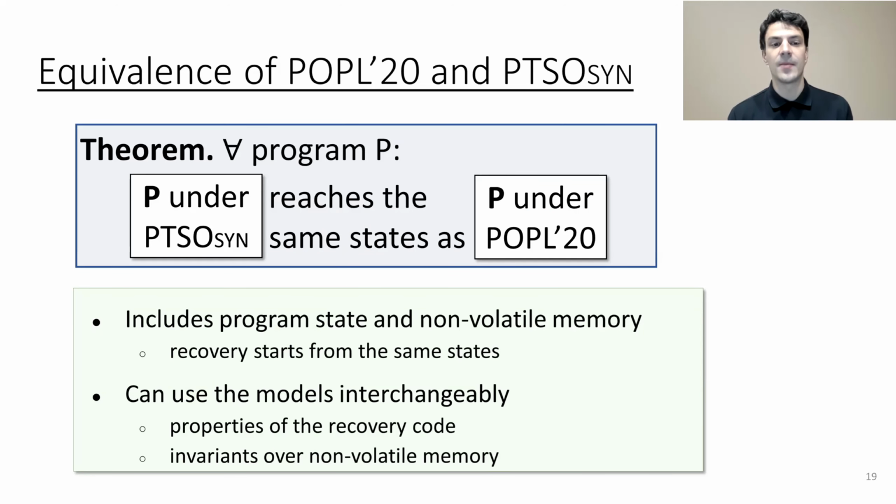For every program P, if you execute it under the PTSOSYN model, you will reach the same states as under the POPL 20 model. And this statement includes the program state and the non-volatile memory. So when programs crash and start executing their recovery code, they will start from the same non-volatile memory states. And that enables using the two models interchangeably. So while we prove properties about the recovery code, we can use either POPL 20 model or PTSOSYN model.